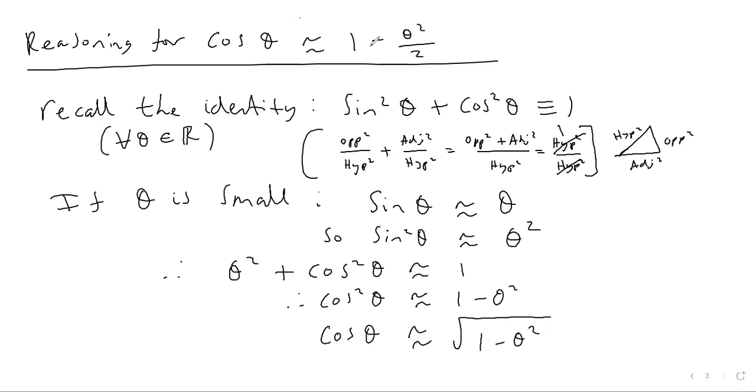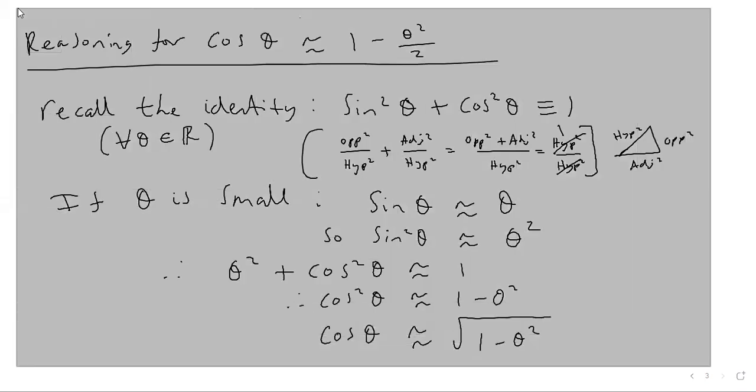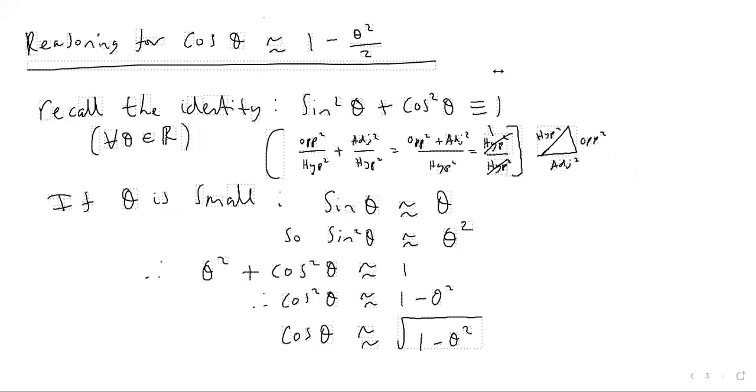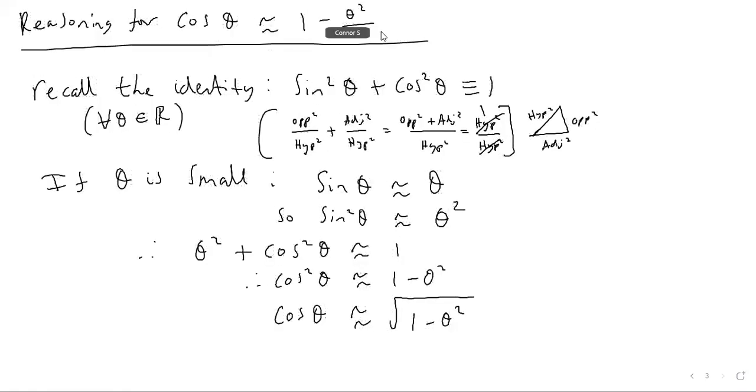Okay, so that's not what we wanted, but we're nearly there. What we can do now is use binomial expansion. This square root of 1 minus theta squared is the same as 1 minus theta squared to the power of a half. And now we can use our binomial expansion formula for fractional powers, because theta squared is a small number. We're assuming that theta squared has a modulus less than 1, which it does because theta is really tiny, so it's definitely smaller than 1. So now we can use our binomial expansion formula. Remember, it was this formula here.